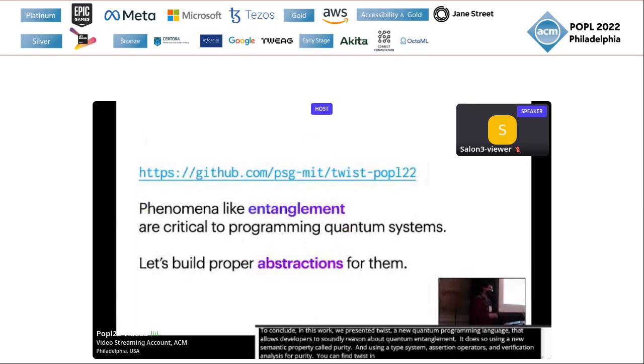Finally, if there's one thing you should take away from this talk, it is that programming quantum systems will require us to understand difficult quantum phenomena such as entanglement. If we can build the proper language abstractions, we can turn entanglement from a cognitive burden for developers into a practical tool. Thanks for listening.